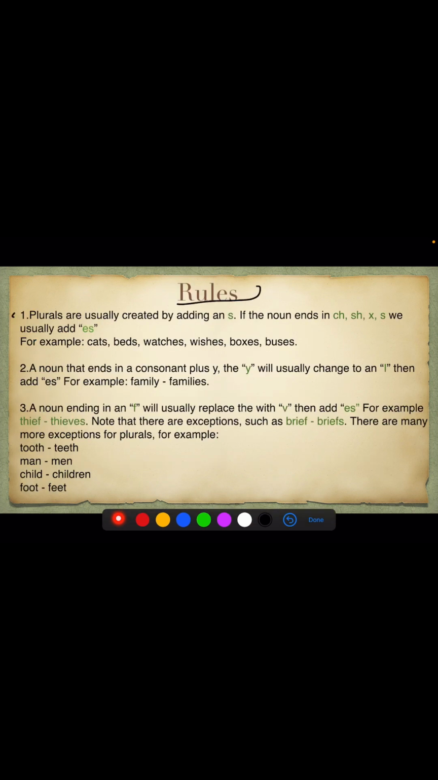Now the plural forms of nouns. The first rule is that plurals are usually created by adding an s. If the noun ends in ch, sh, x and s, we usually add es. For example, watches, wishes, boxes and buses. The second one is when a noun ends in a consonant plus y, the y is replaced with i and then we add es. For example, family, families. The third one is that f is replaced with v and then we add es. For example, thief and thieves.